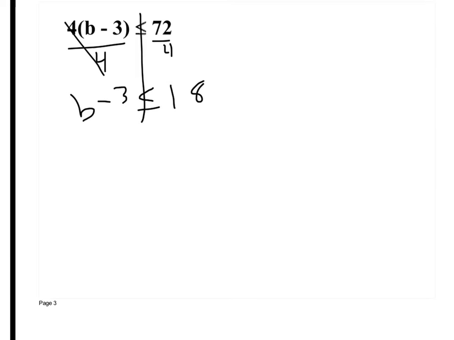Did I multiply or divide by a negative number? No, so my sign does not change. b minus 3 is less than or equal to 18, so I have to add 3. I have to undo subtracting 3 by adding 3. b is less than or equal to 21. And that's my answer. Again, I could distribute and solve for it. It's okay. If you like doing it, do it that way.